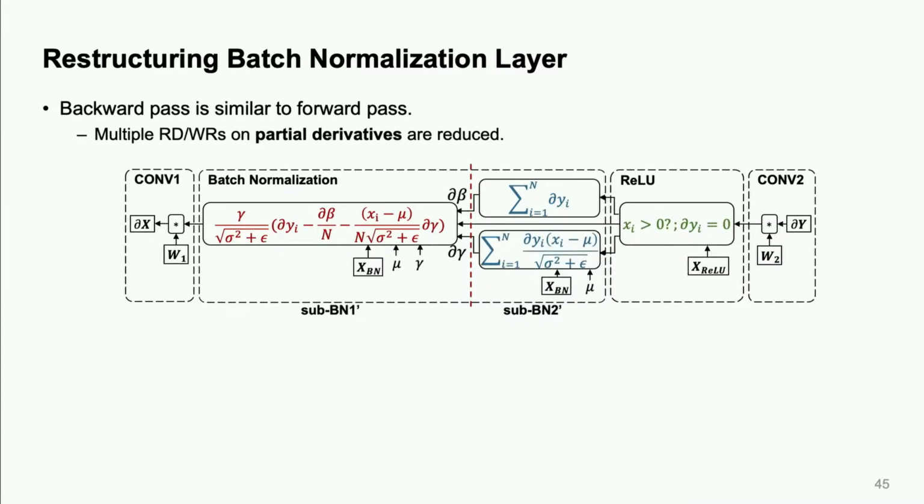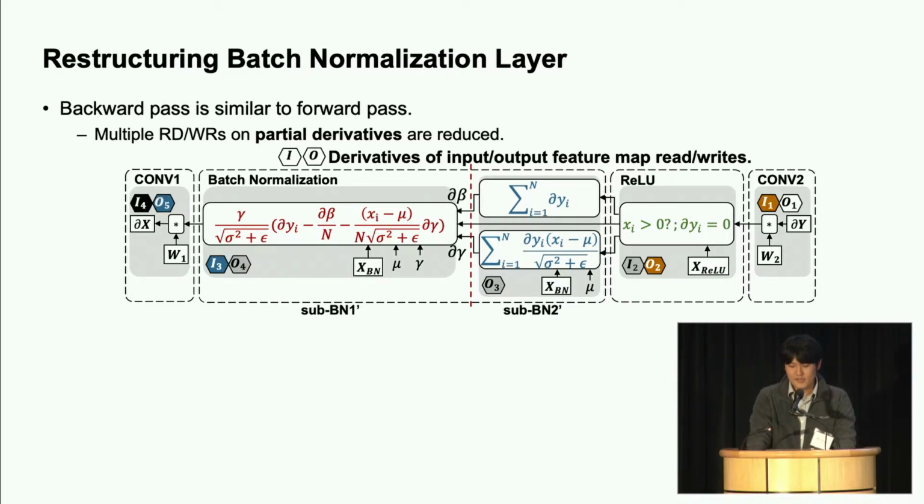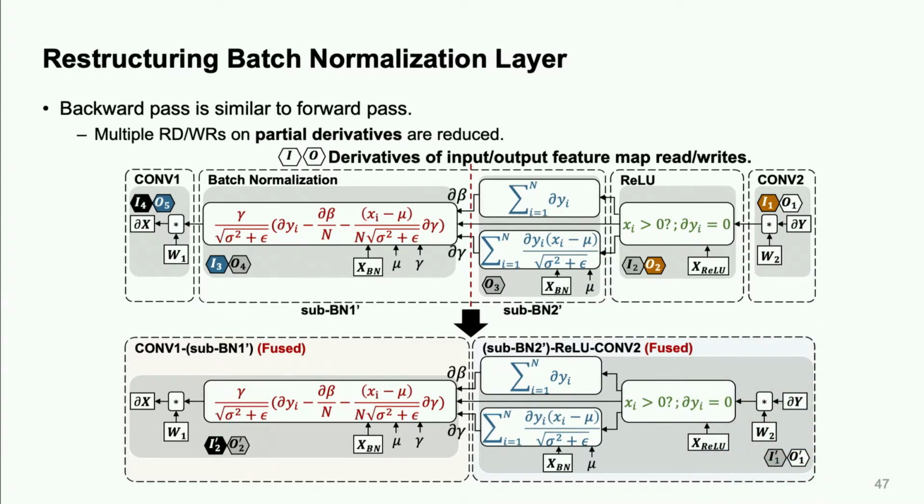Then what about the backward pass? The backward pass is shown here, actually proceeding from the very right to the left. The main difference is that the memory accesses are not on the feature maps, but actually partial derivatives of feature maps, or gradients, what we call. So here in the backward pass, we can also apply the BNFF, which is in a similar manner to the forward.